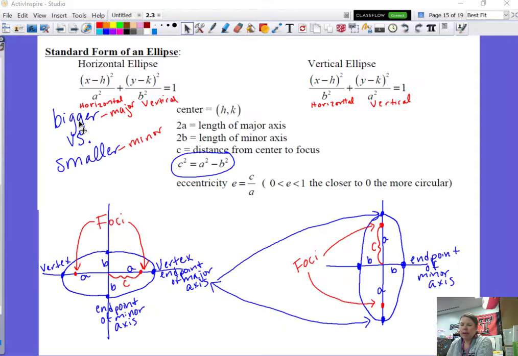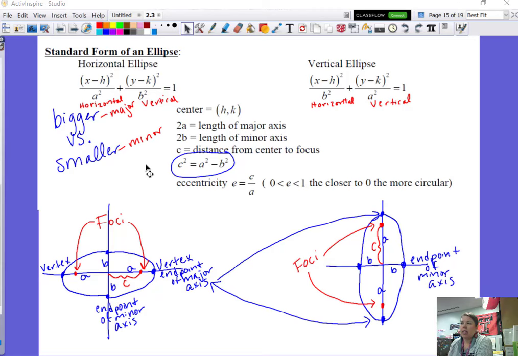ellipses are all bigger versus smaller. So when you're looking at the denominators here, that's what you're caring about. Which one's bigger, which one's smaller, and that's going to decide, is this a horizontal ellipse, or is it a vertical ellipse? The number that's with x is always the horizontal number. The number that's with y is always the vertical number. So this number b squared is with the x, it's the horizontal distance, and a is with the y, and so that's the vertical distance.